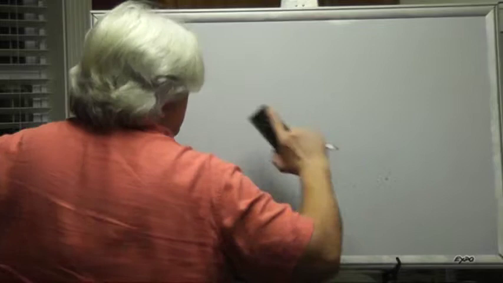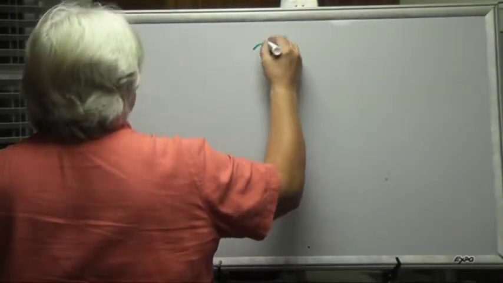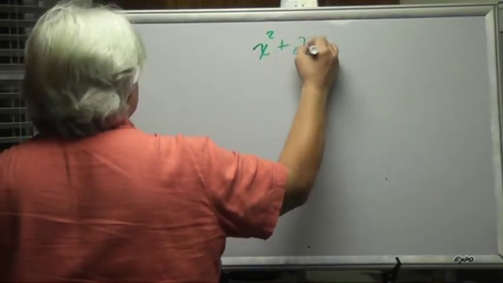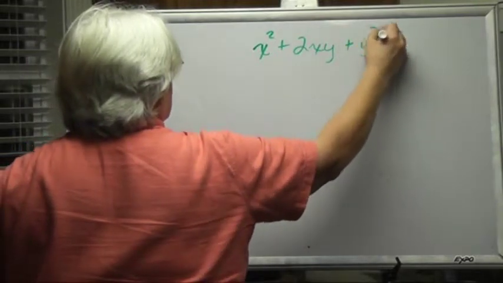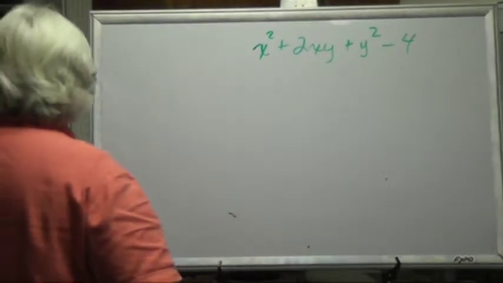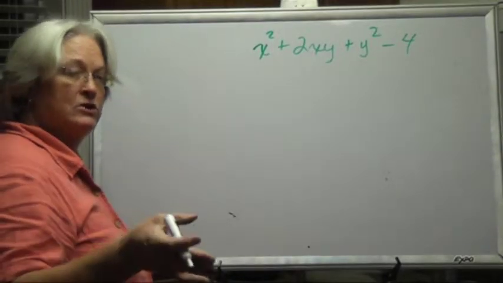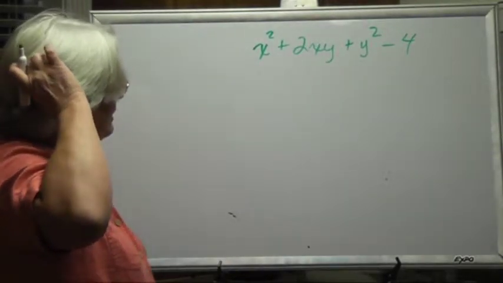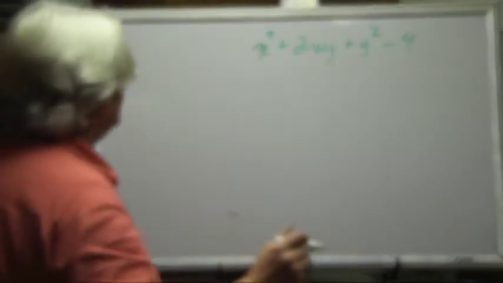Let's go on and do example number 4. We have x squared plus 2xy plus y squared minus 4. Now, this one is pretty much an Algebra 2 problem, not an Algebra 1 problem. Okay, hang on for the ride on this one.